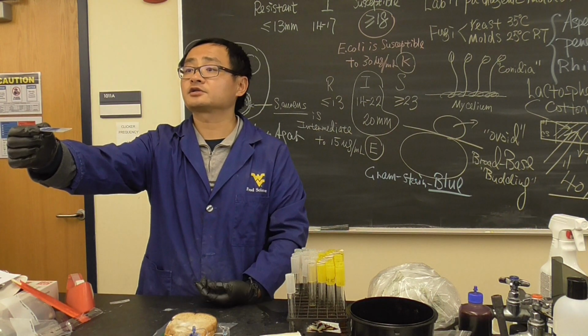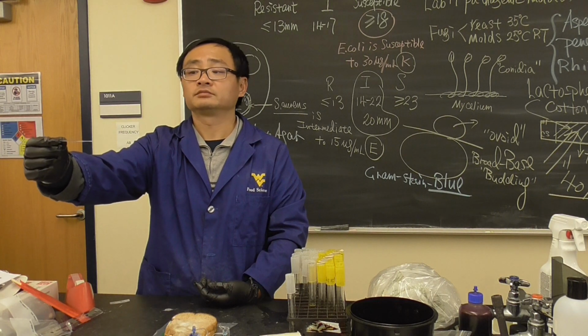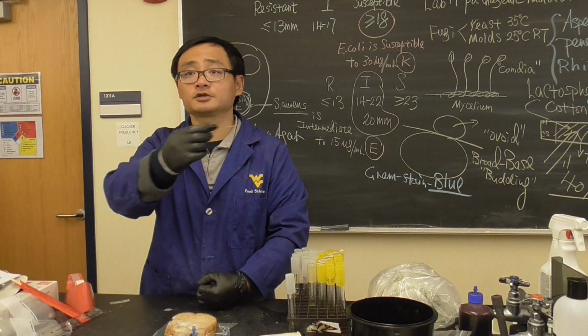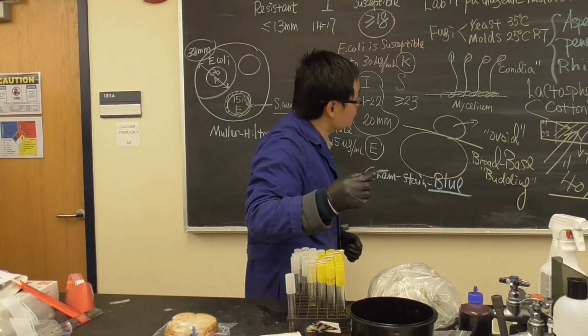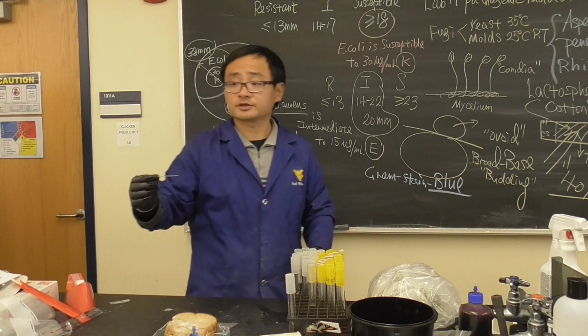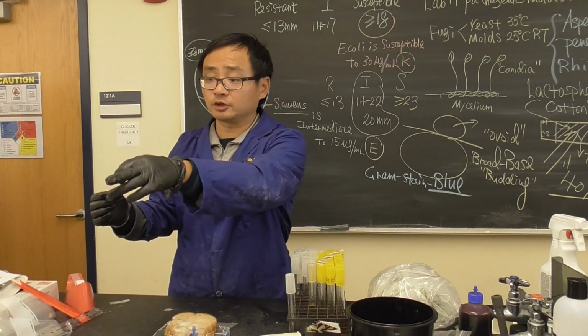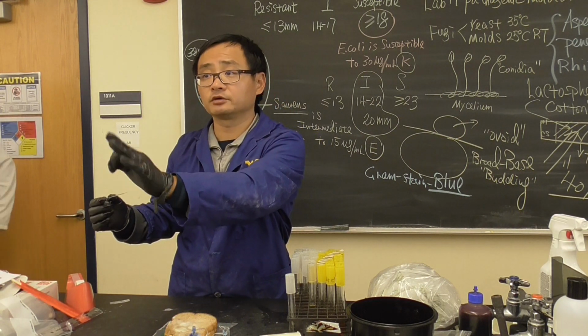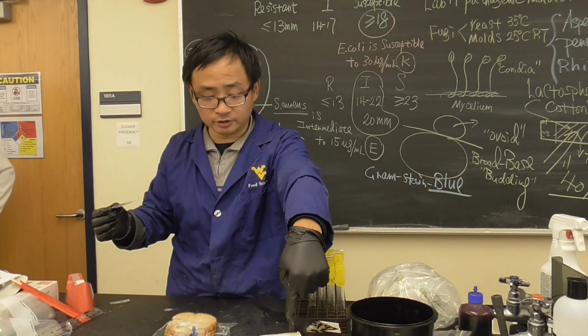Under 40x, do your observation. No oil immersion, this is not going to work. Okay, we'll see what it is. Is that Aspergillus, Penicillium, or Rhizopus? This one you have to do a dilution: 0.1 into 9.9, 0.1 into 9.9. We plate on the petrifilm.